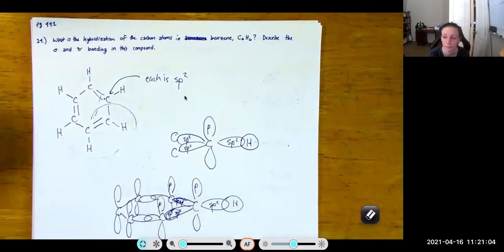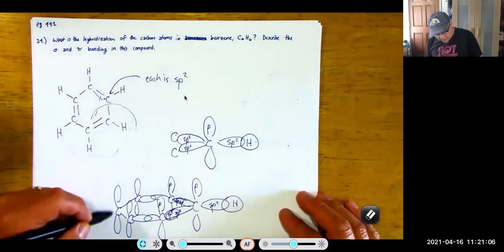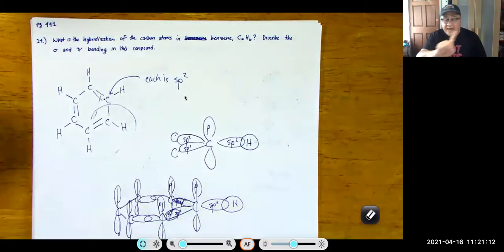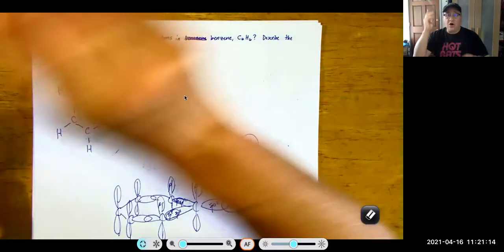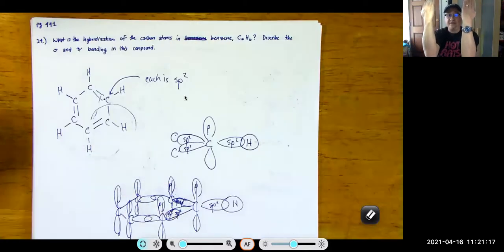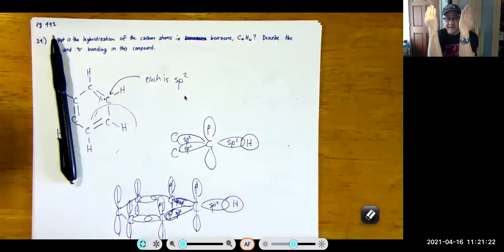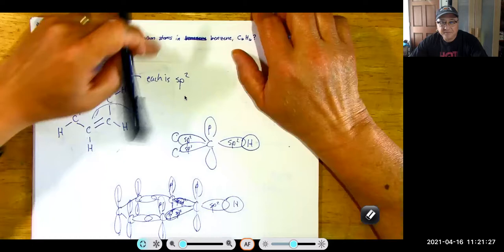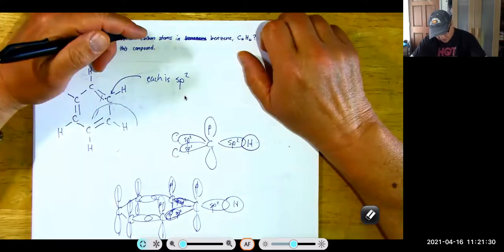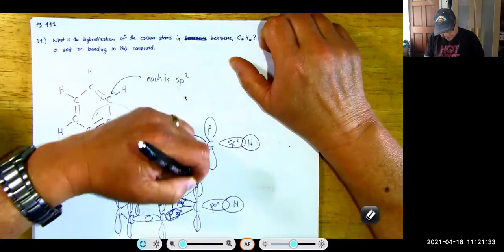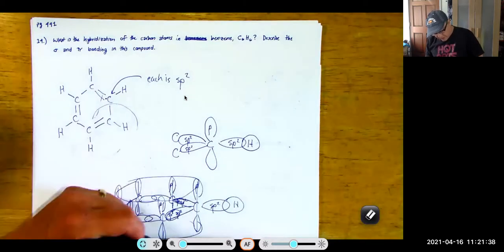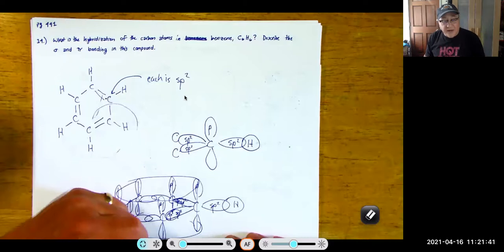So what I'm trying to show you is that there are 1, 2, 3, 4, 5, 6 p orbitals all in the same circle, all in the same direction, right? So guess what the electrons do? They don't stay just between 2 p orbitals. They spread out between all 6 of them. So there are, in this donut on top of these carbon atoms and this donut on the bottom of the carbon atoms, 6 electrons spread out.